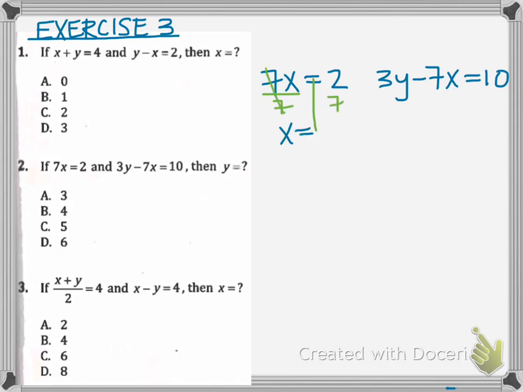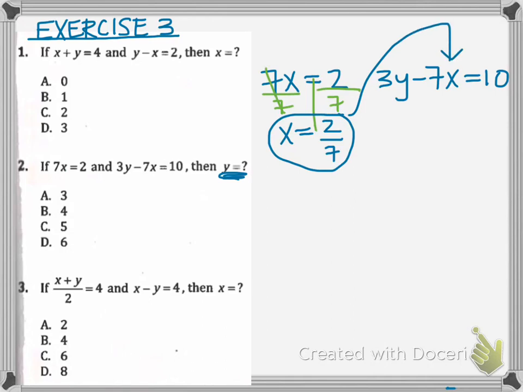So x equals, whoops, I forgot to put my divide. 2 divided by 7, which is 2/7. Do not convert this to a decimal because it will be a repeating decimal and it'll mess you up. So x equals 2/7. So in order to find what y is, I need to replace the x in the other equation with the 2/7.